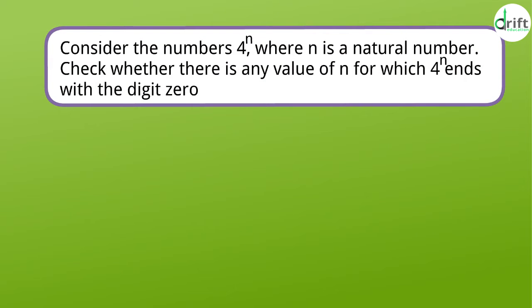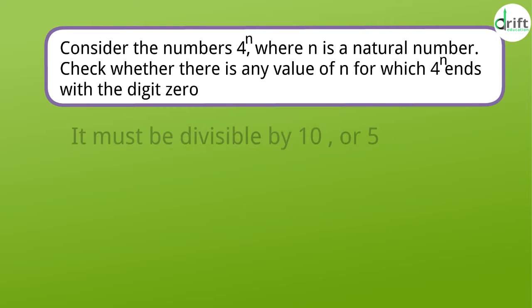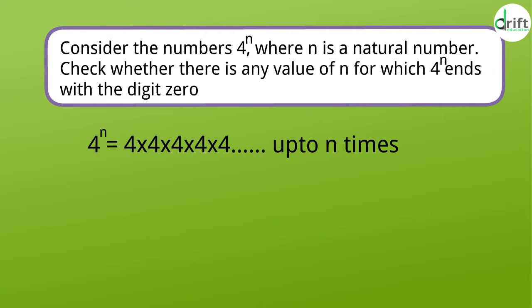Let's see a problem. Consider the numbers 4 to the power n, where n is a natural number. Check whether there is any value of n for which 4 to the power n ends with the digit 0. For a number to end with digit 0, it must be divisible by 10, okay? Or it must be divisible by 5. So now, let's see what 4 to the power n looks like. It is a multiplication of 4, n times. So if 4 is divisible by 5, then so is 4 to the power n.